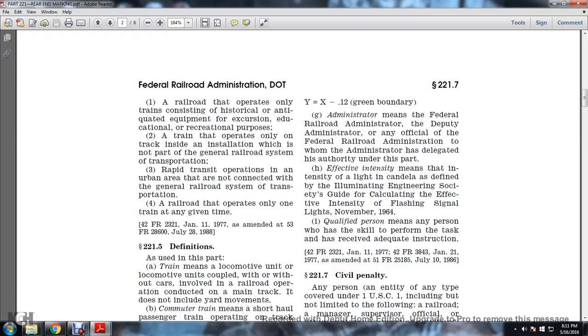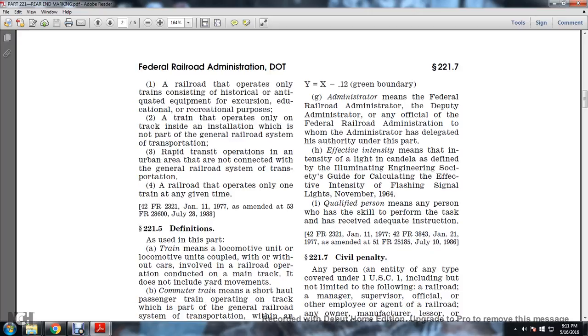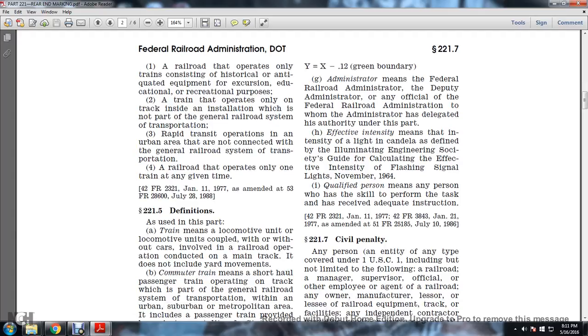G, the Administrator means the Federal Railroad Administrator, the Deputy Administrator, and any official of the Federal Railroad Administration to whom the Administrator has delegated authority under this part. B, the effective intensity means the intensity of light in candela as defined in the Illuminating Engineering Society guide for calculating the effective intensity of flashing signal lights of November 1964. I, the qualified person means a person who is skilled to perform the task and has received adequate instruction.